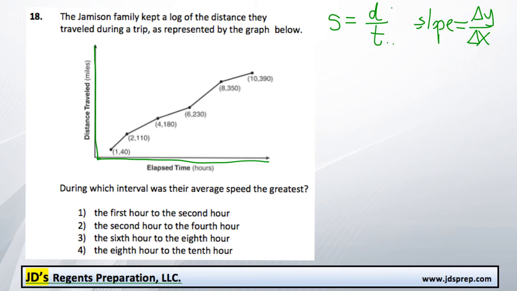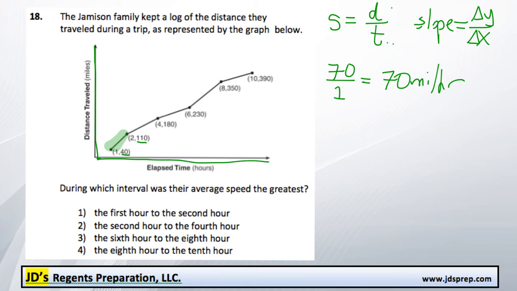The first hour to the second hour, that's going to be from here to here. There we go. And it looks like the distance they traveled is the difference between 110 and 40 miles, and that would be 70. And we're going to divide that by the time, which is 1 hour. So the speed there was 70 miles per hour.